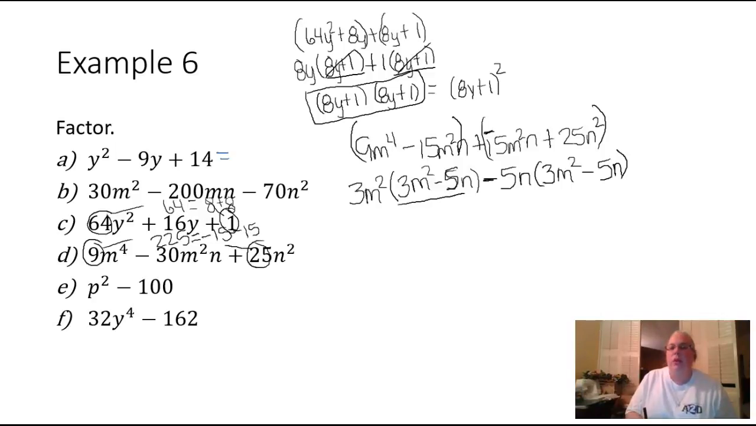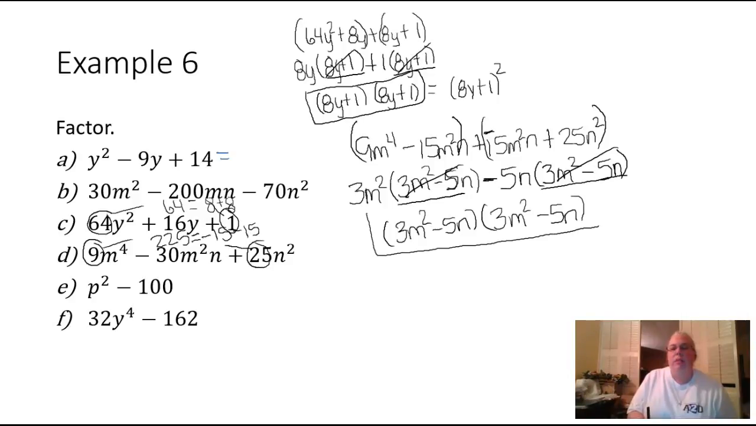And so we're going to do the greatest common factor one more time. My parentheses match. We've got 3m squared minus 5n. And then my second parentheses, once this is gone, it's going to leave me with 3m squared. And then once this parentheses is gone, it's going to leave me with a negative 5n. So it looks like D is going to factor like this. Or you can write this as 3m squared minus 5n, and then close your parentheses and square it.